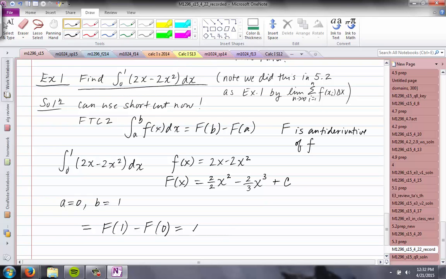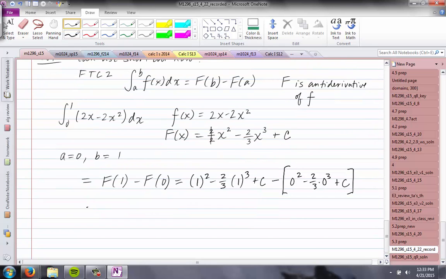What we're going to have is 2 halves simplifies to 1, so I'm going to have 1 squared minus 2/3 times 1 cubed plus c, and then minus, you have to be careful here in general that it's subtracting the whole thing, so I'm going to put some brackets in here since I have more than one term. 0 squared minus 2/3 times 0 cubed plus c. And so then, doing this, what we get is 1 minus 2/3 plus c minus 0 minus c.